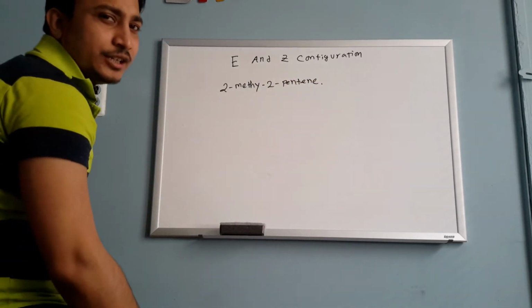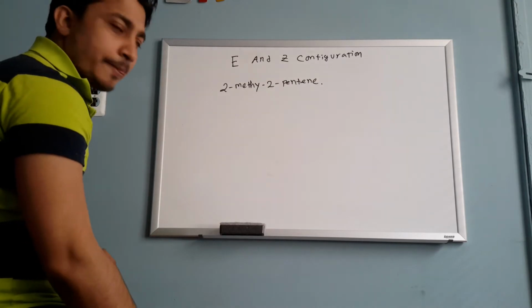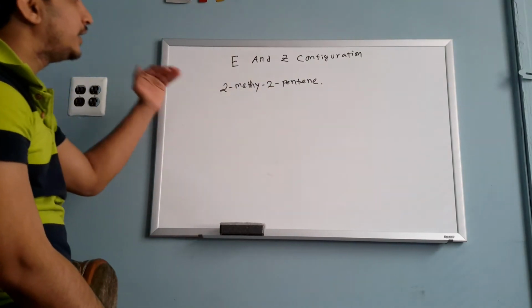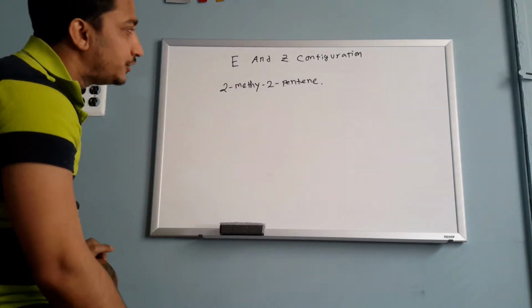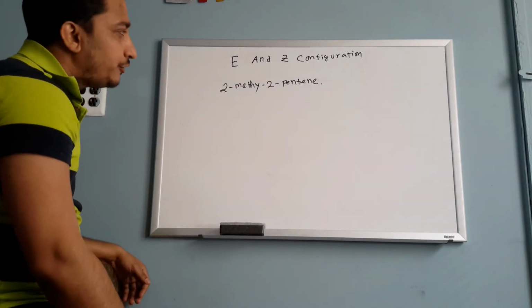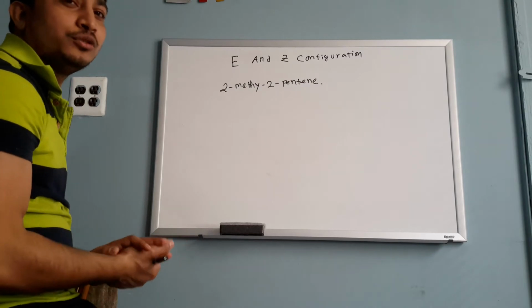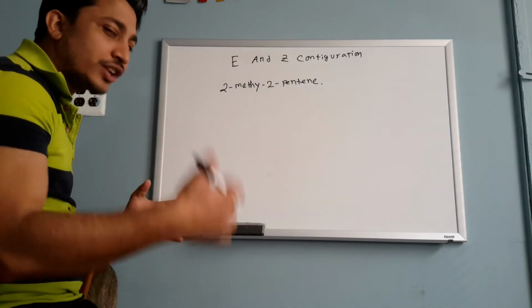Find out the E and Z configuration of this one. For example, this is your question, and in the question paper this comes. They ask you to find out the E and Z configuration of this one. How are you going to figure it out? If you are a first year, what you have to do first is make the structure of this one.